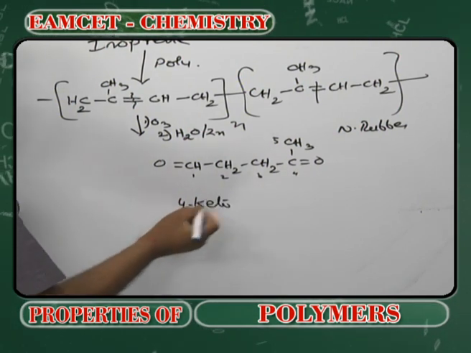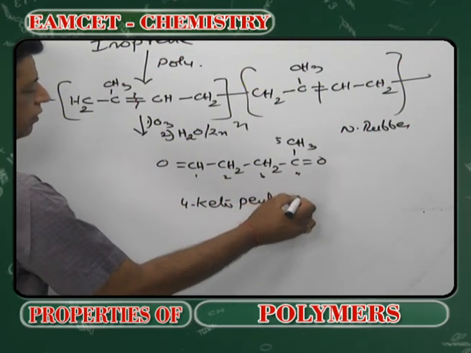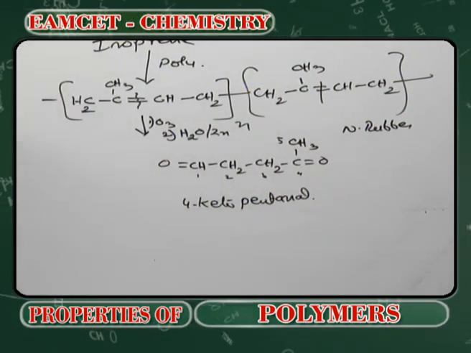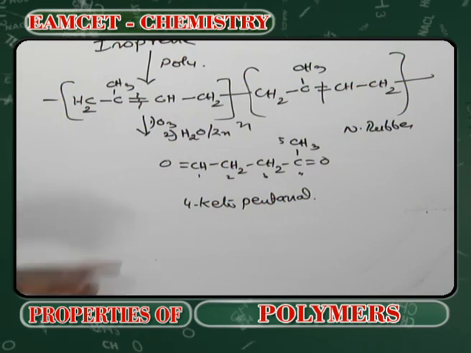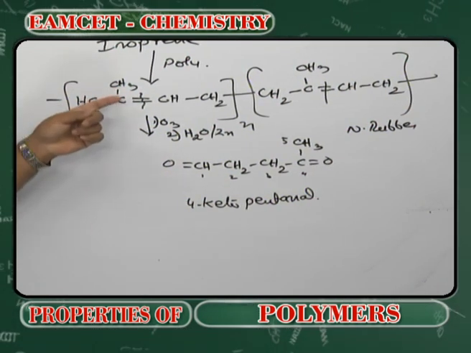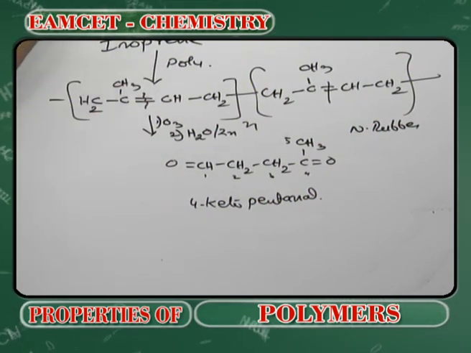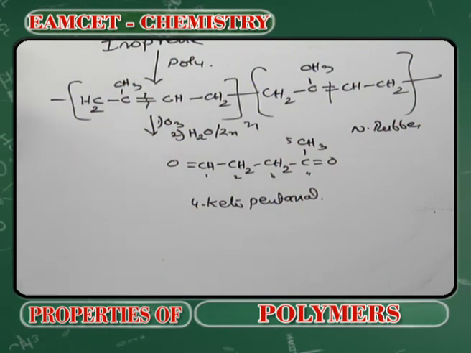Therefore, you call it 4-keto pentanal. This is also called levulinaldehyde. So, when this compound is formed, you can also determine the structure of the rubber, where it is formed, and what the monomer will be, and all that. It's a fantastic study.